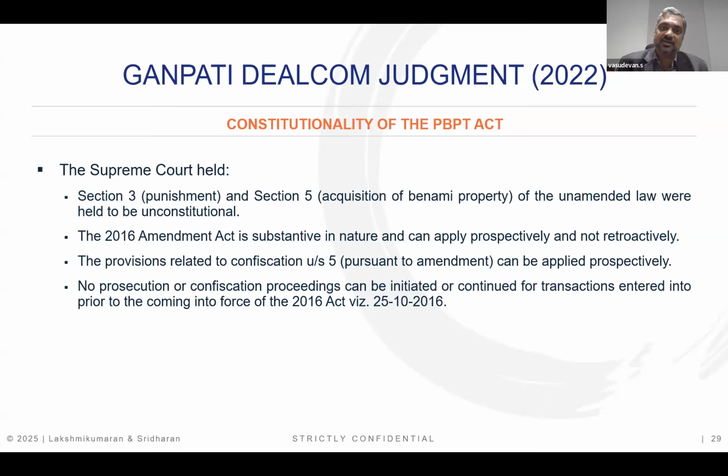In some cases, the properties continued to be held by the Benamidar. So in a way, the transaction continued. In some cases, the transactions were already completed before 2016.